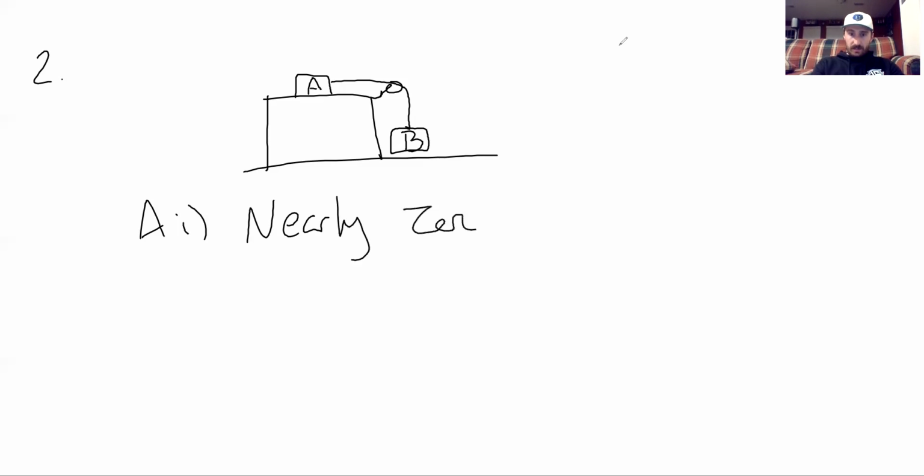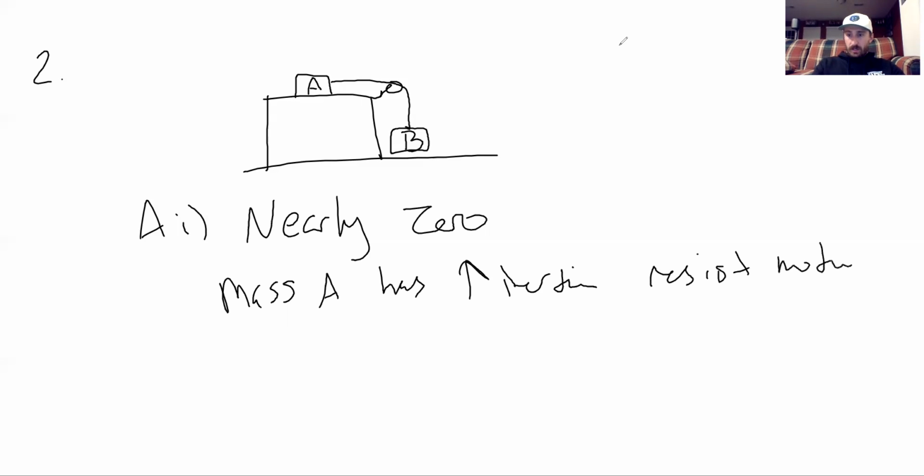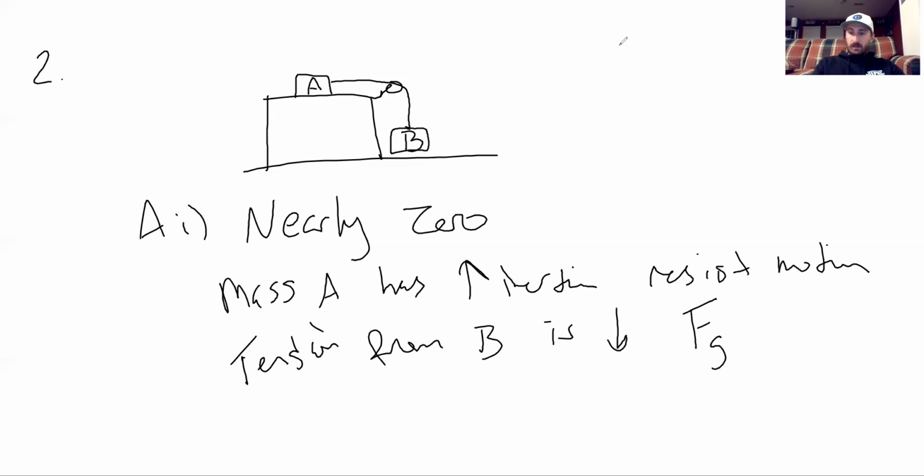merely 0. Mass A, so this is your explanation here, has a great amount of inertia, resists motion, and the tension from B is very small because it's the force of gravity on block B. Okay? Clear that. Well, let me erase this because I'll leave the drawing.